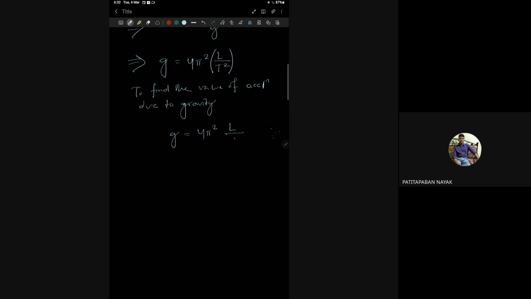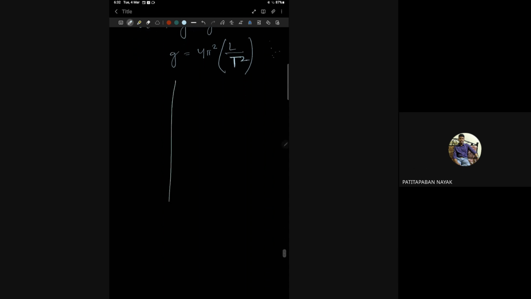Four pi square L upon T square. Okay. So if we try to use that, what we need to do, we have for different lengths, L upon T square, or L upon T actually, not T square, but L upon T, we get L and then we get.